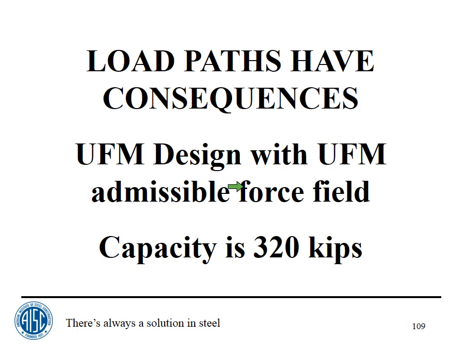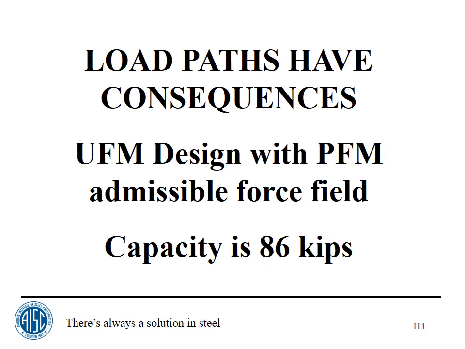Load paths have consequences. The uniform force method, with the uniform force admissible force field, gives me about 320 kips capacity. If I take the same design, the uniform force design, but I stick it with the KISS internal force distribution, I'll get a capacity of 236. And if I use the parallel force method internal force field with the UFM design, I'll come up with a capacity of about 86 kips.